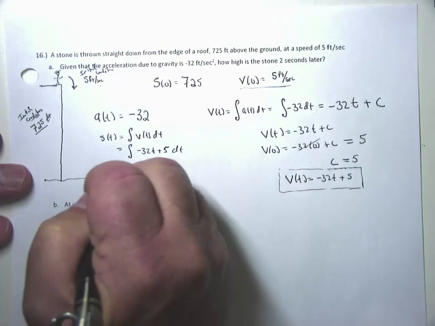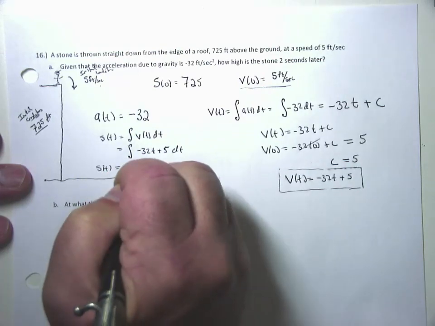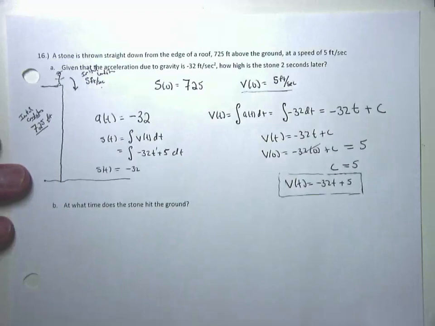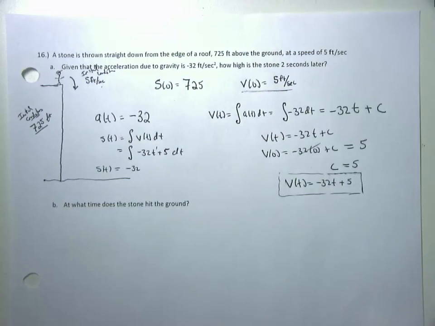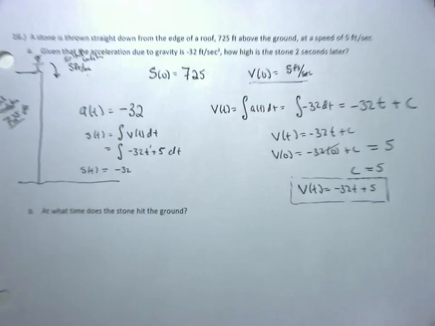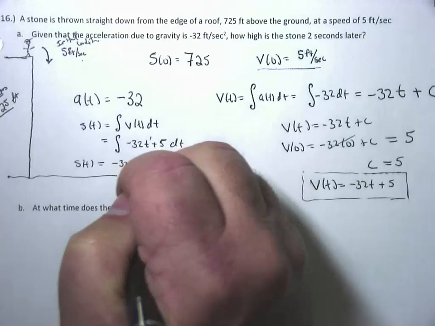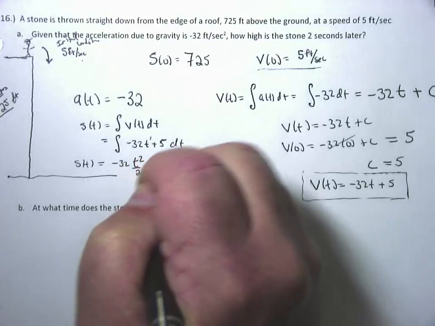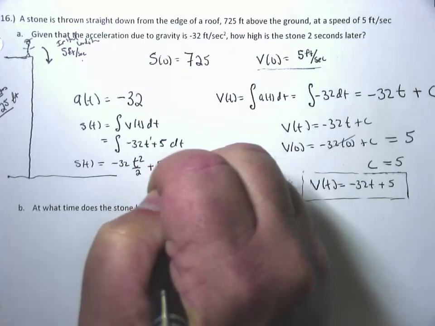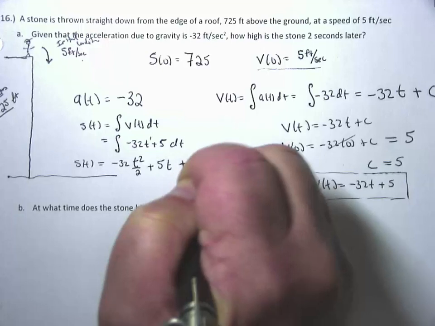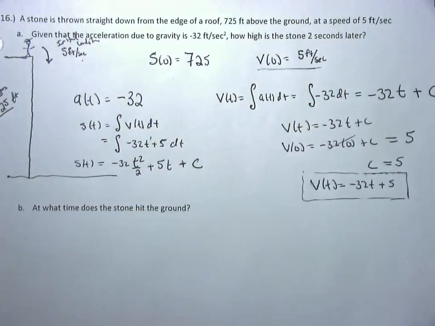So s of t would be equal to, negative 32 is a constant. This officially is t to the first power. What is the integral of t to the first power? Add 1, over add 1, would give you t squared over 2, plus the integral of 5 with respect to t, which is 5t. And of course you have to have a plus c because I integrated.